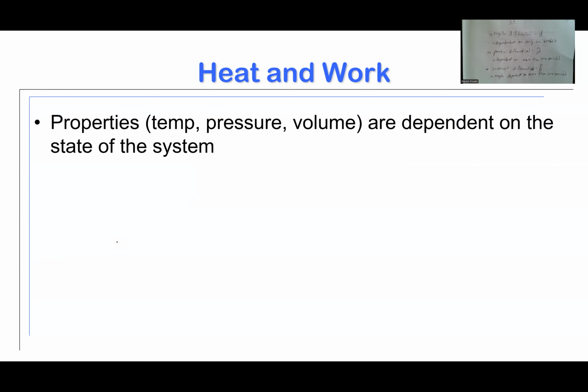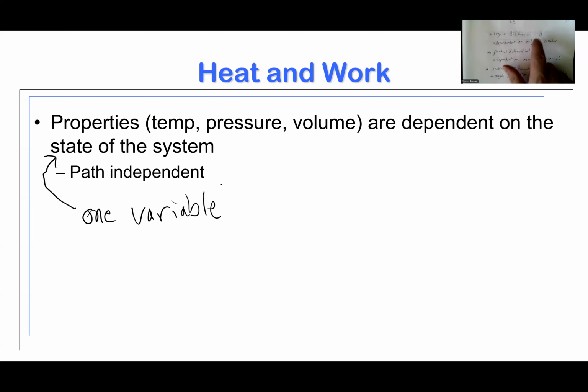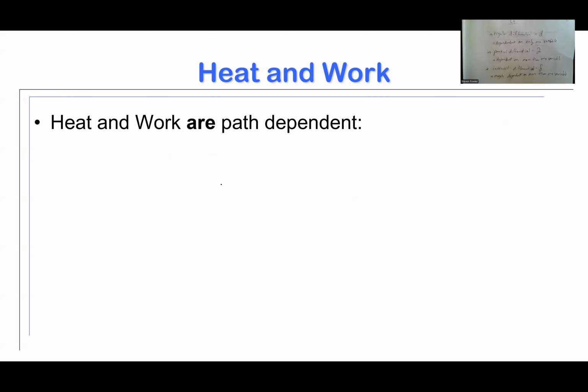Okay, so if I've got properties like pressure, temperature, volume, these are only dependent on the state of the system, the state being one variable. That is the only variable at play. So if we were to talk about a change in pressure or a change in temperature, we'd call these regular or ordinary differentials because they are only dependent on one variable. As opposed to something like heat and work, these are what we call path dependent. That means they're going to be dependent on how you get from one point to the other.